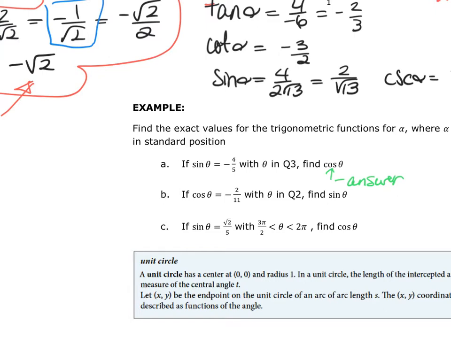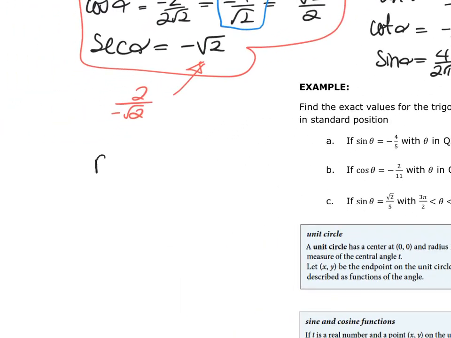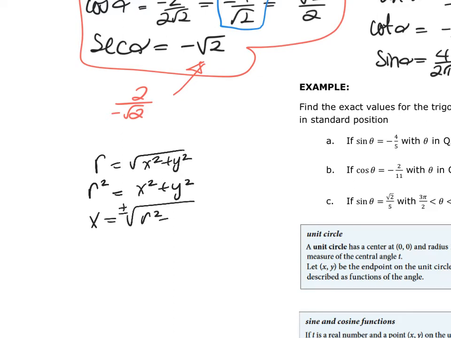Remember that r is equal to the square root of x squared plus y squared. That means r squared must be x squared plus y squared. So if I need to find x, it's going to be plus and minus the square root of r squared minus y squared. If I need to find y, it's going to be plus and minus the square root of r squared minus x squared. So go ahead and find A, B, and C on these, please.